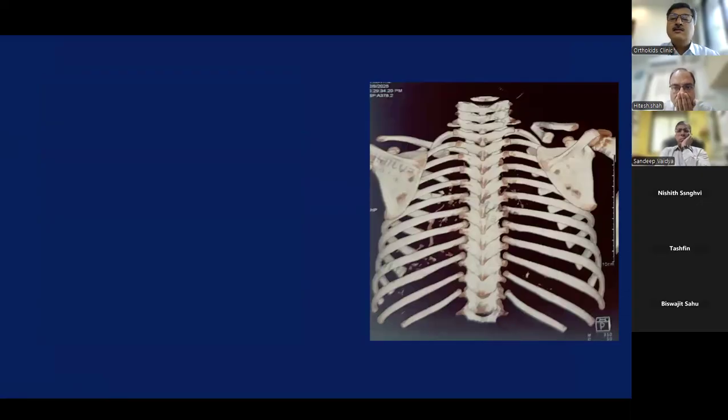Tashwin? No, sir. There is no refracture, sir. But Sandeep, now we can see on this image the physeal separation. The sternal part of the clavicle is facing behind, posteriorly, just above the scapula. Can you see that? Yeah.